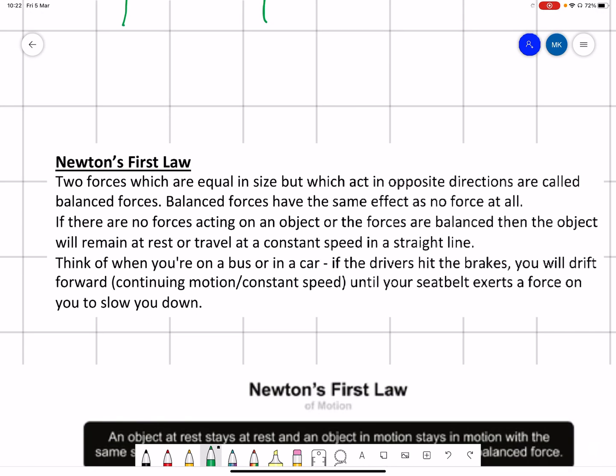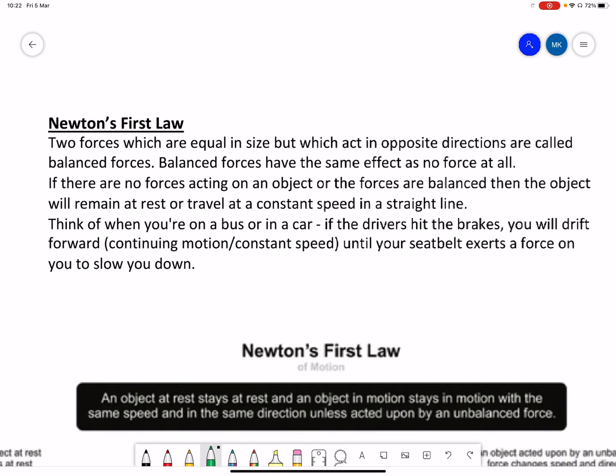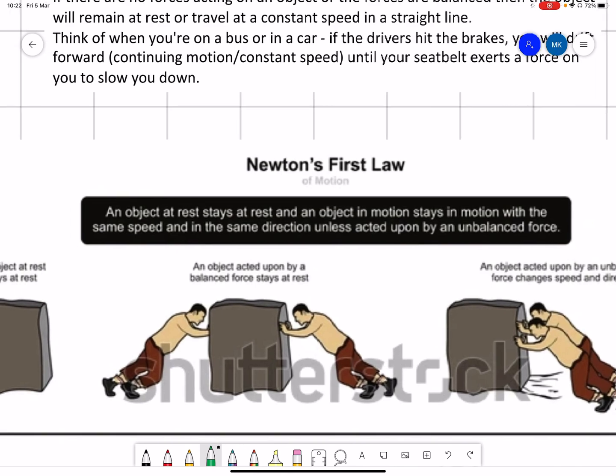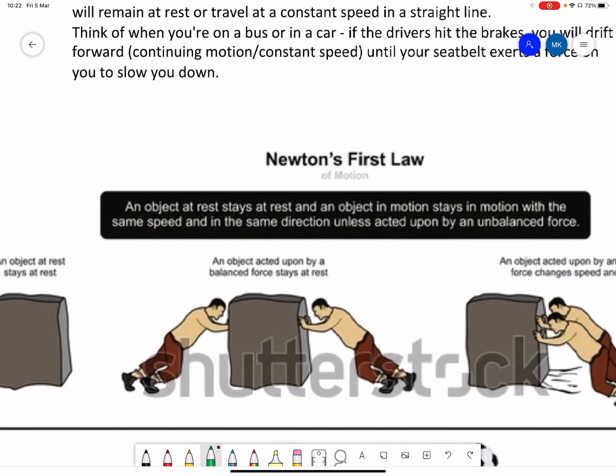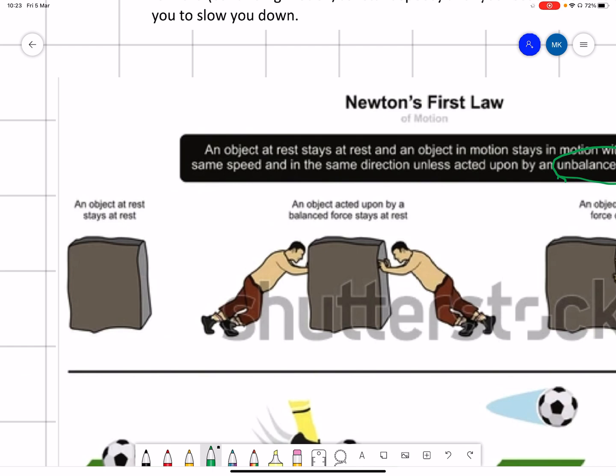So now I want to move on to Newton's first law. Newton's first law states that an object will stay at rest, so it won't move, or it will stay in motion at a constant velocity in the same direction until acted upon by an unbalanced force. So let's look at a couple of examples here.